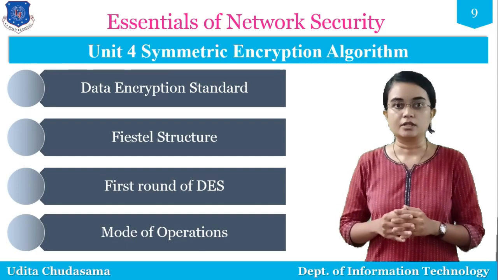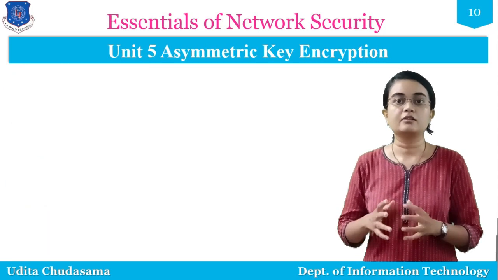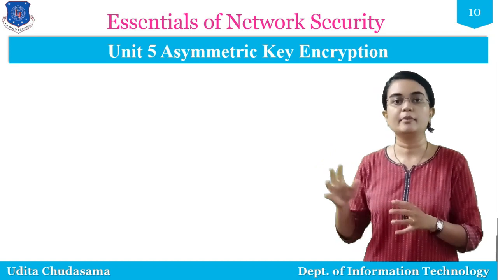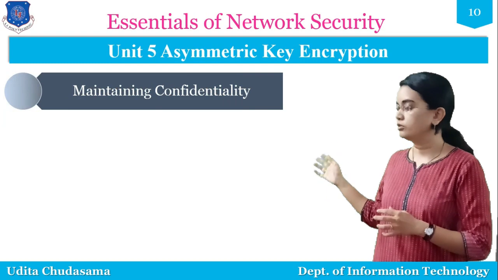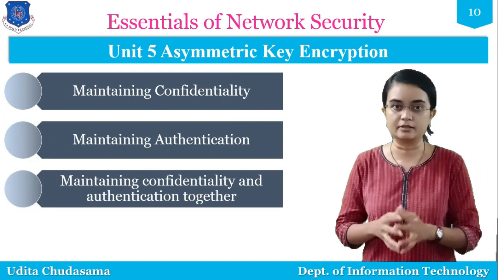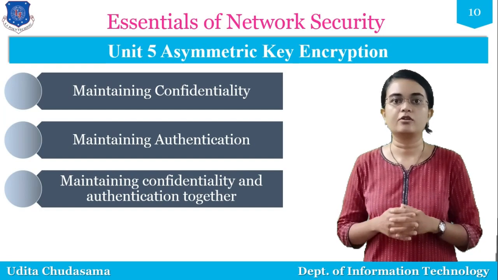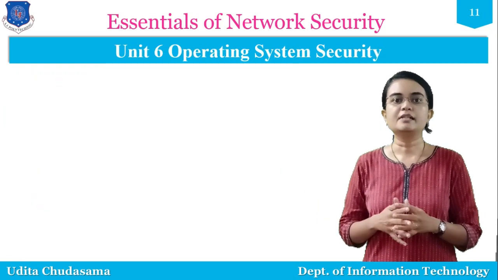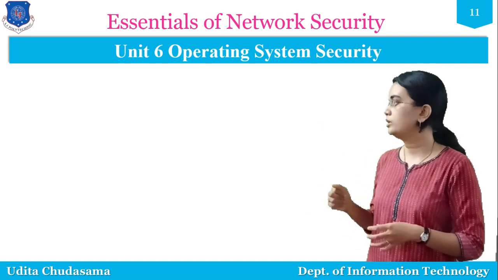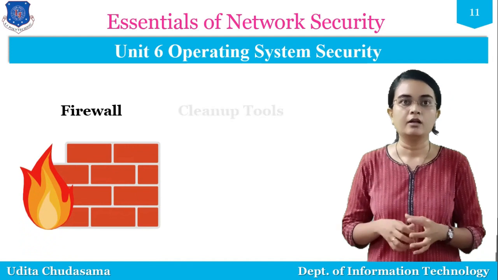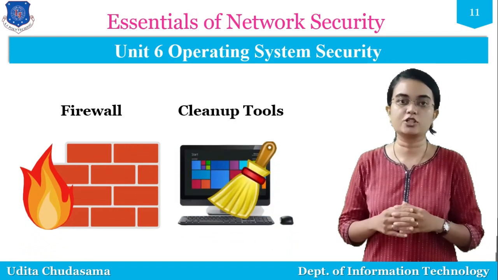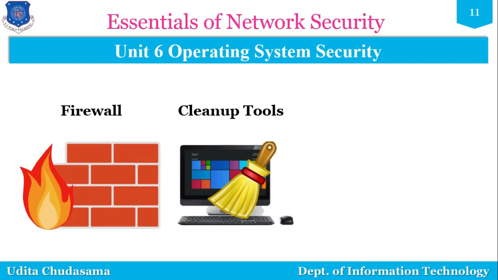And in the next unit, that is unit number 5, it is on asymmetric encryption algorithms, and in that we will see maintaining confidentiality, authentication, and maintaining confidentiality and authentication together. And in the last unit, operating system security, we will see the practical usage of network security by using firewall and cleanup tools. I hope this video will help you to know the introductory part of the Essentials of Network Security subject.